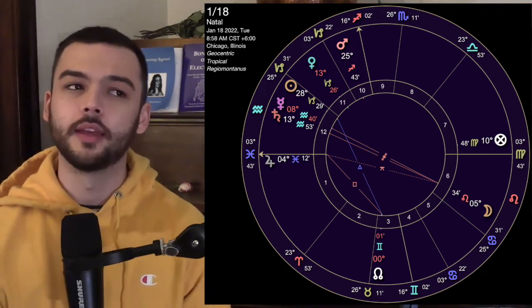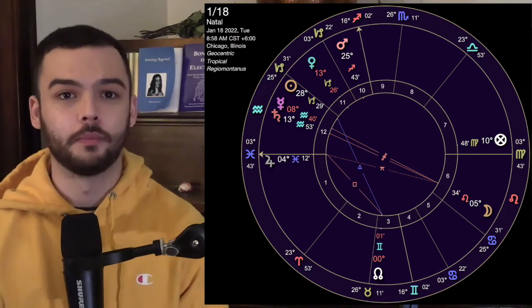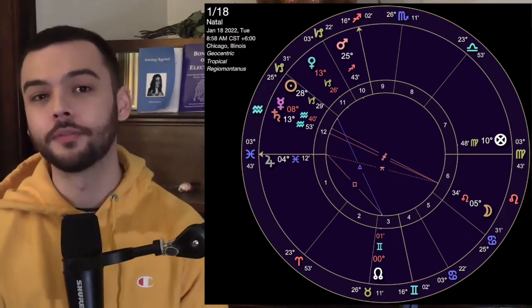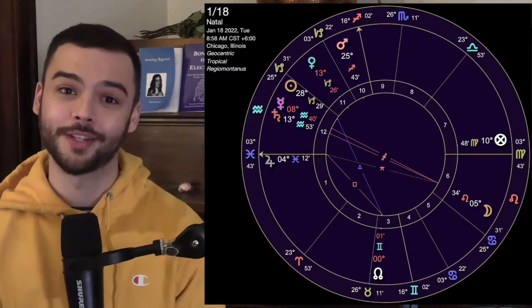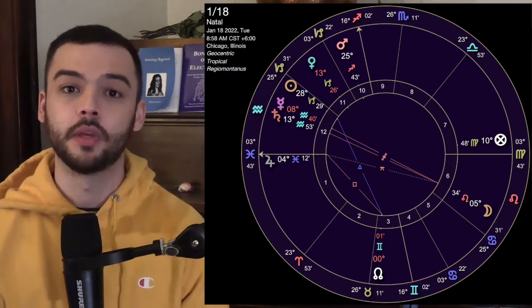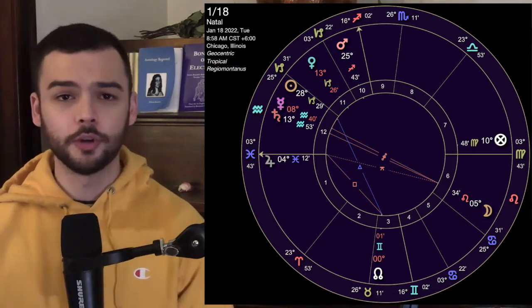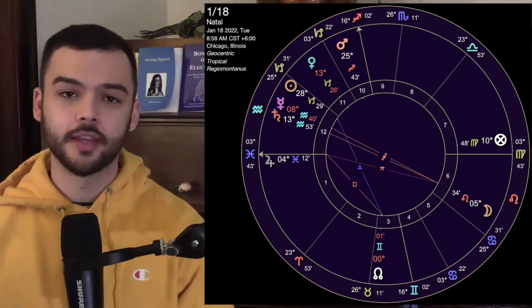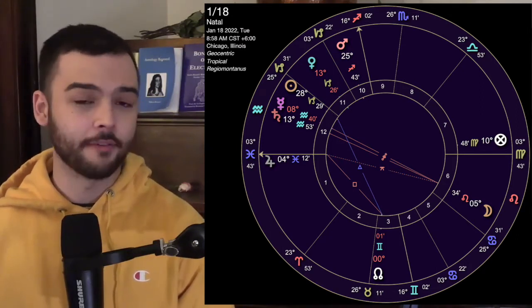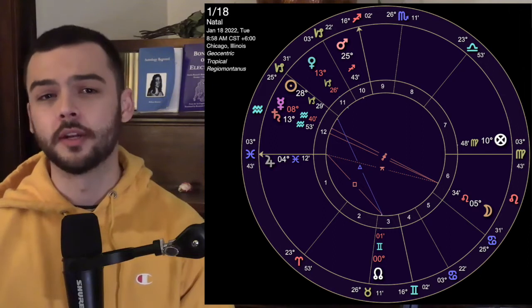So you don't want to enter a contract where that's the situation. So we would definitely want to avoid this one, or if we had to use it, we would want to be aware of that going into it. This chart also has an angular Mars. That is something that we kind of have to accept in order to have a strong ascendant ruler.